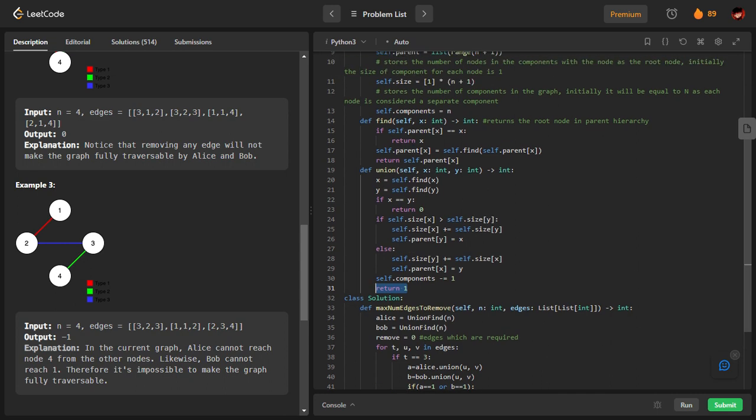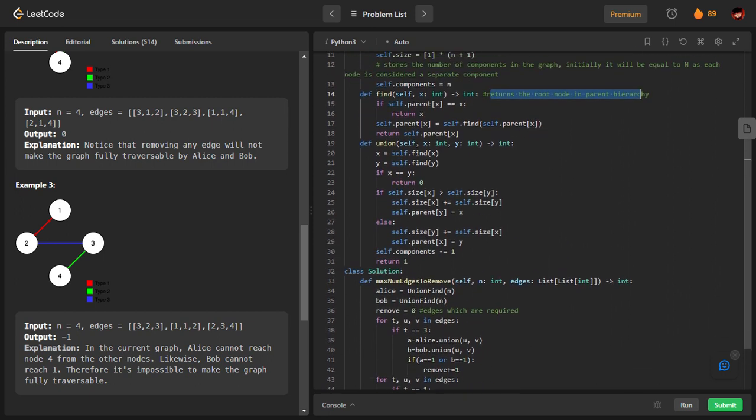Now come to the find function. As I have told you already, the find function will return the representative of the group to which x belongs. If x is the representative of itself, then return x. If this is not the case, return the representative of its parent. That is the basic idea. This is like a recursive call, and ultimately it will return the root node. That's why I'm calling it returns the root node of the parent hierarchy.